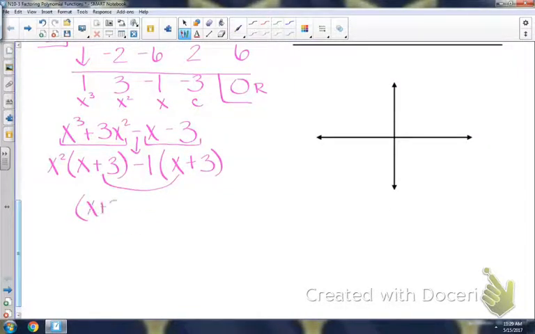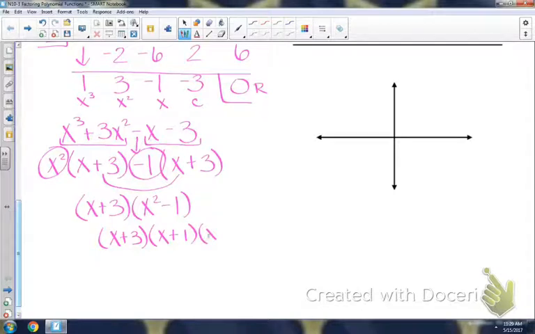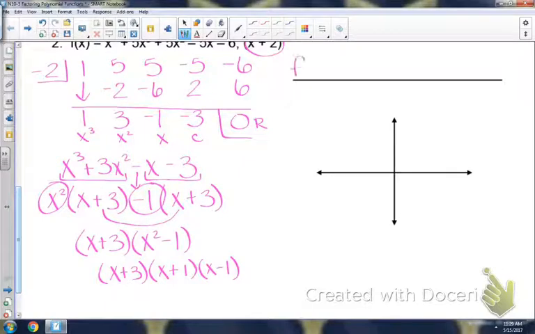We write x plus 3 one time, and then we're grouping these together to get our other factor, x squared minus 1. Notice x squared minus 1 is difference of squares. So we can factor that to x plus 1, x minus 1. Okay, so when I'm writing my function, do not forget whatever you divided by, x plus 2. And then whatever we have left after we divided, which is x plus 3, x plus 1, and x minus 1.